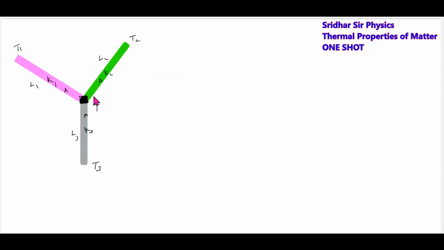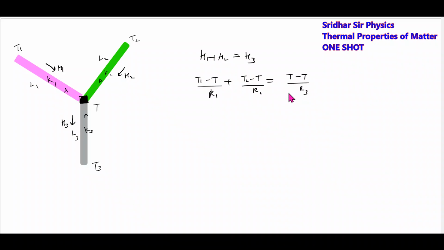Next we have three rods connected here. This end of the rod is at temperature T1, T2, and this is T3. We have to calculate the temperature of the junction. Heat will enter here with heat current H1. By the conservation of energy principle, the heat entering per second should leave per second at the junction. So H1 plus H2 should be equal to H3. H1 is (T1 minus T) by R1, H2 is (T2 minus T) by R2, and H3 is (T minus T3) by R3.